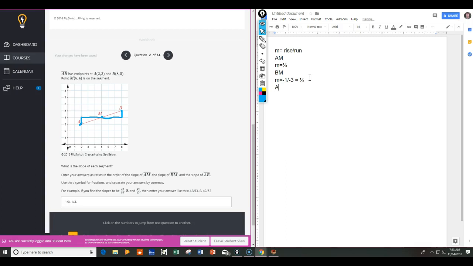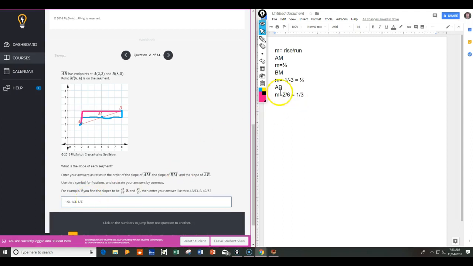So now we want to know the segment AB slope. So our rise from point A to point B was 1, 2. So our rise is 2 divided by, and our run was 1, 2, 3, 4, 5, 6. So 2 divided by 6 does reduce down to 1/3. So again, it is 1/3.